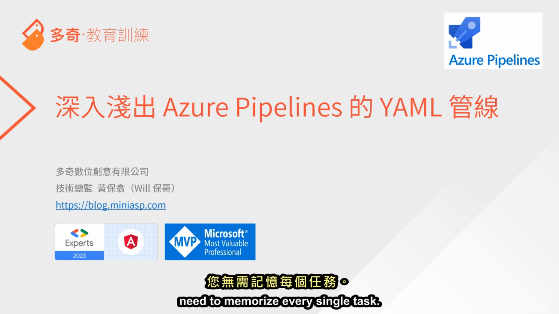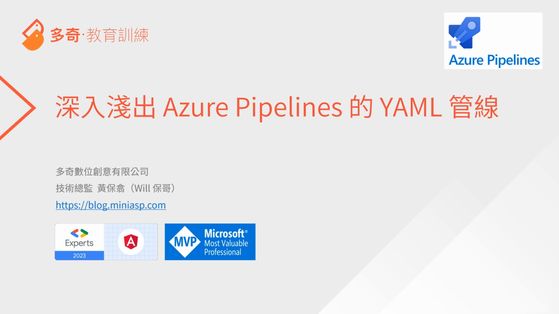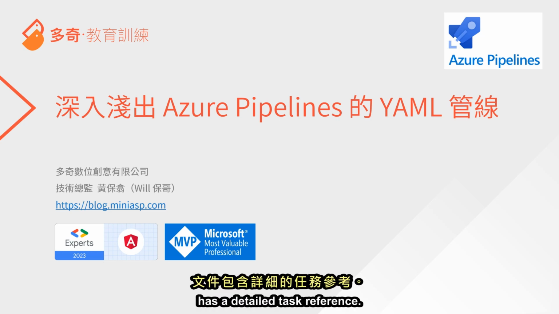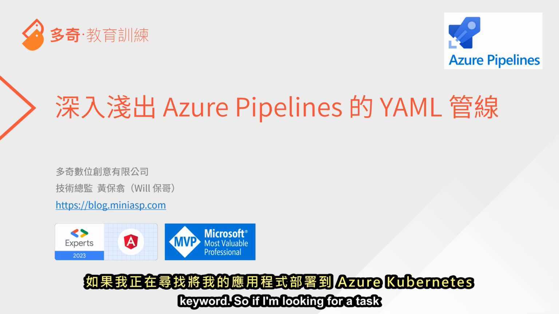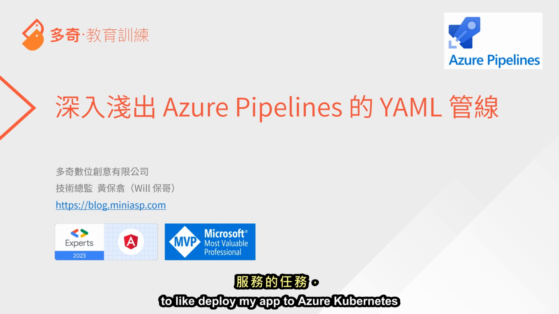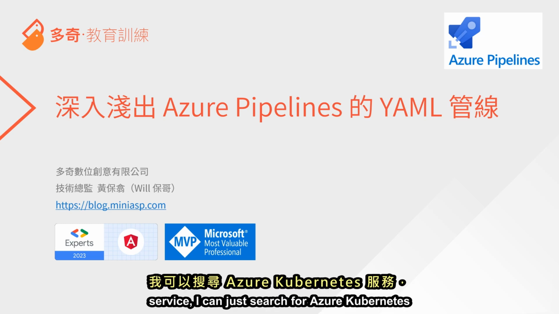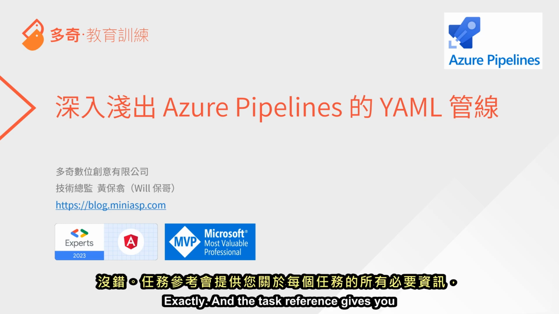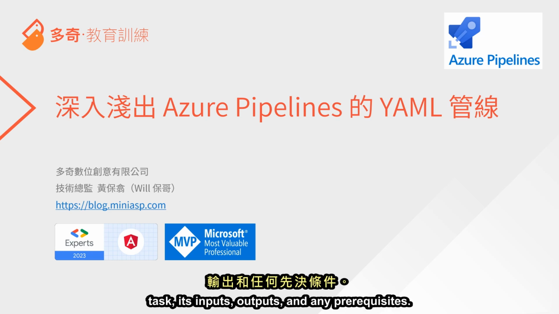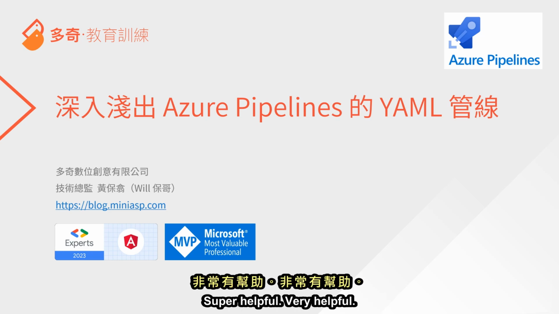But don't worry, you don't need to memorize every single task. The Azure DevOps documentation has a detailed task reference. You can search by category, platform, or even keyword. So if I'm looking for a task to deploy my app to Azure Kubernetes Service, I can just search for Azure Kubernetes Service and it'll show me all the relevant tasks. Exactly. And the task reference gives you all the info you need about each task. Its inputs, outputs, and any prerequisites. Super helpful. Very helpful.